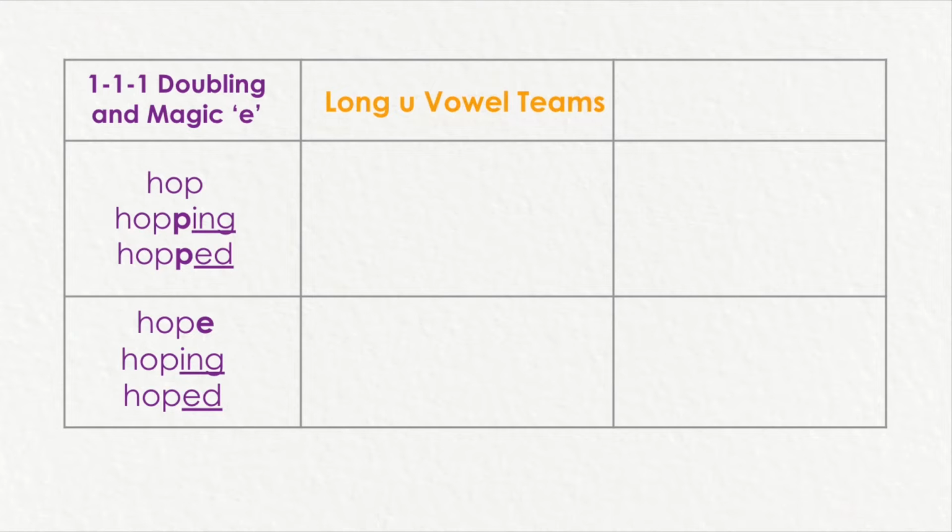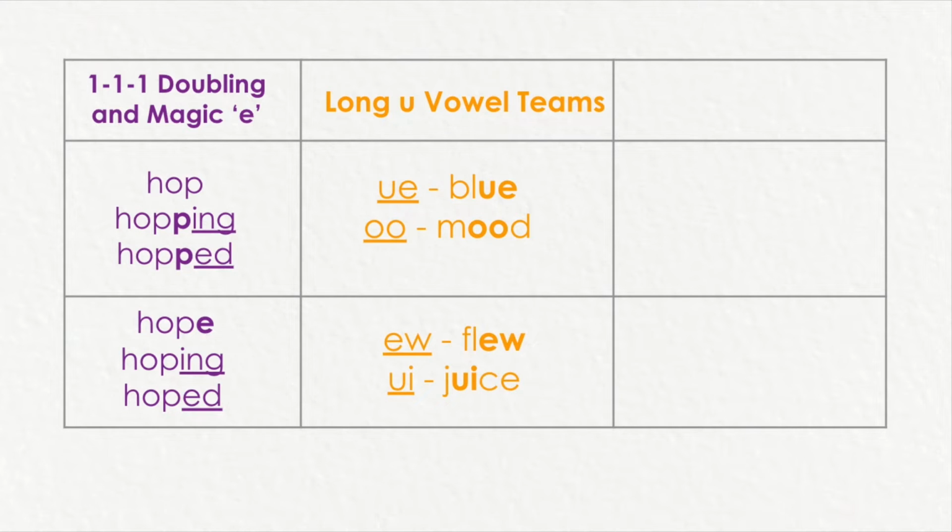Next, we learned about our long U vowel teams, and there were tons. We had UE, like in blue, making the oo sound, and OO, like mood, making the oo sound. Then we had a long U pattern, EW, like flu, and UI, like juice.